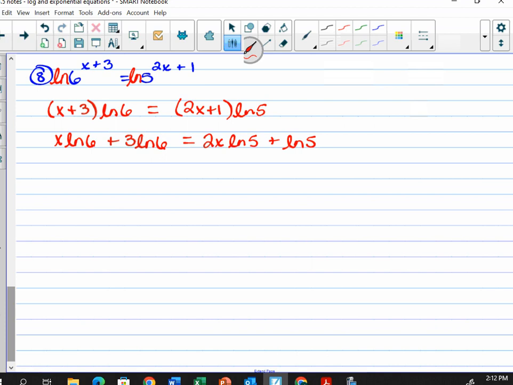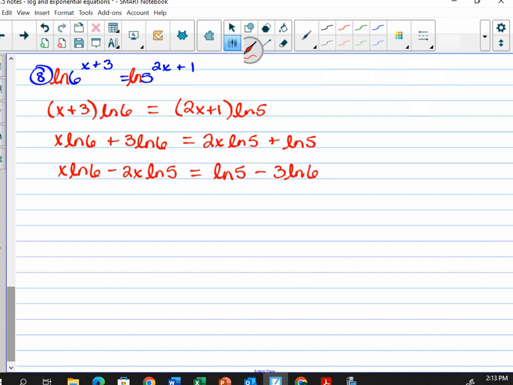Okay, what are we solving for? X. So anything with an X needs to go on one side. Anything without an X needs to go on the other side. So I'm going to leave the x natural log of 6 here. Then I'm going to say minus 2x natural log of 5 equals natural log of 5 will still be on this side, and then minus 3 natural log of 6. That's just me moving stuff around.